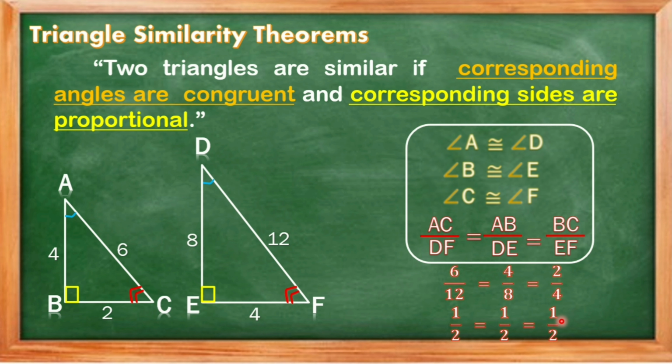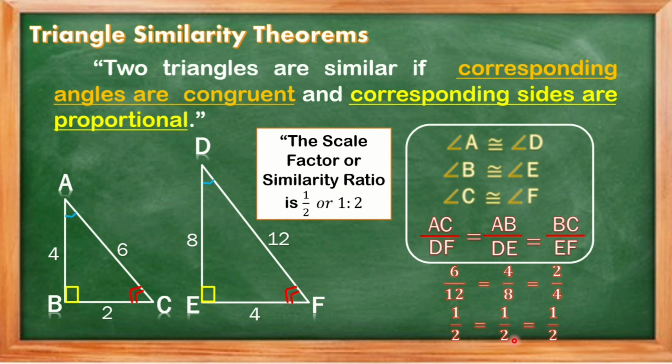So, 2 divided by 2 is 1 and 4 divided by 2 is 2. As you can see, ang kanilang ratio ay pare-pareho kaya siya naging proportion. Itong 1 half na ito ay tinatawag nating scale factor or similarity ratio. Tulad ng sabi ko kanina, hindi mo kailangang isolve ang lahat ng ito. Pwedeng pumili ka lang ng dalawang pair.